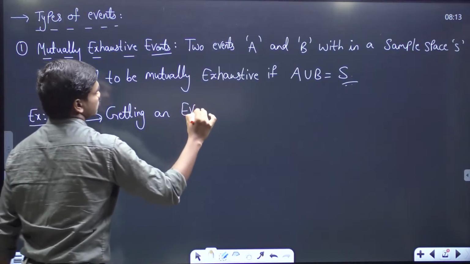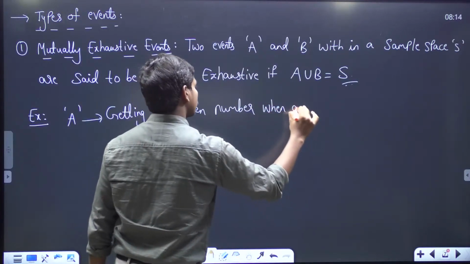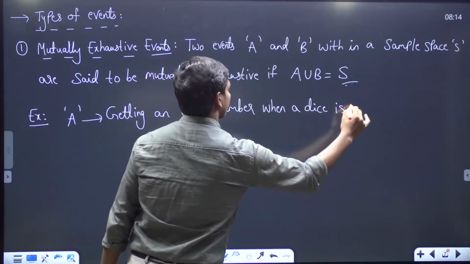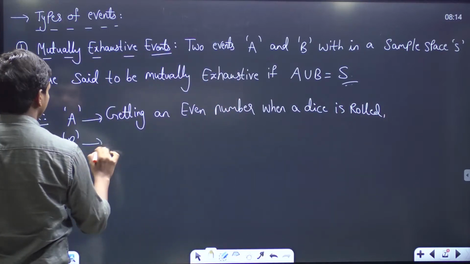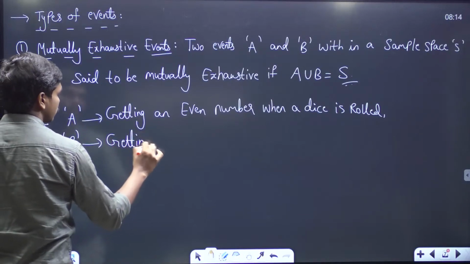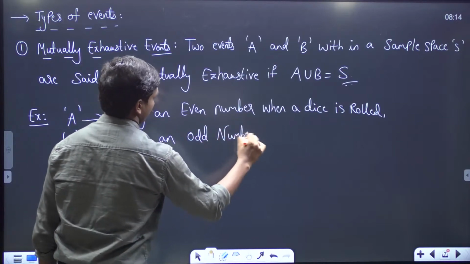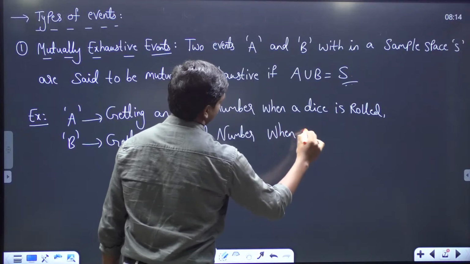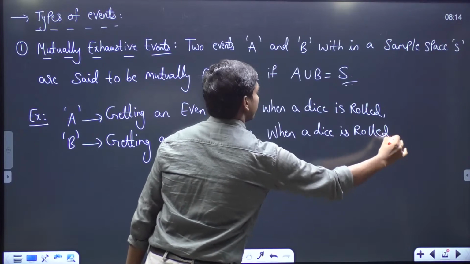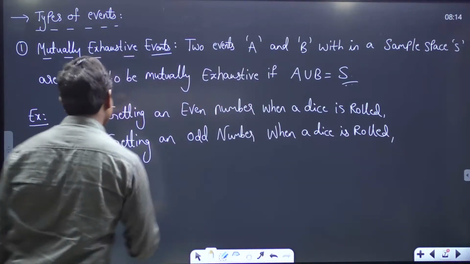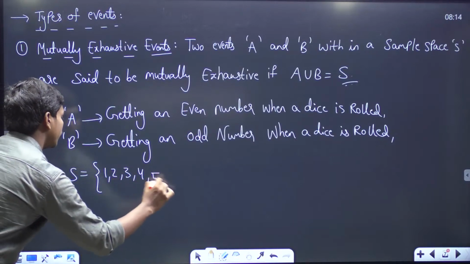Example: A is the event of getting an even number when a die is rolled, and B is the event of getting an odd number when a dice is rolled. If rolling a die is the random experiment, what about the sample space? S is equal to {1, 2, 3, 4, 5, 6}.